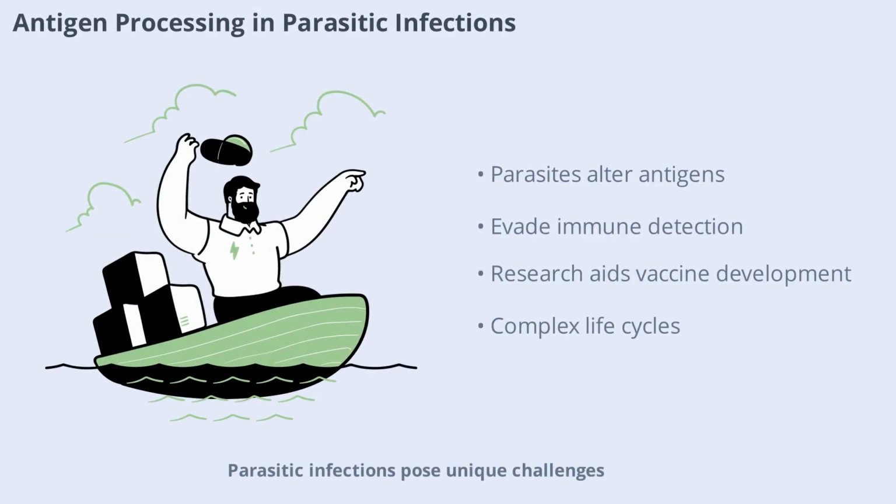Parasitic infections pose unique challenges for antigen processing and presentation. Parasites often have complex life cycles and can evade immune detection by altering their antigens. Research into how the immune system processes parasitic antigens is helping to develop new vaccines and therapies for these difficult-to-treat infections.